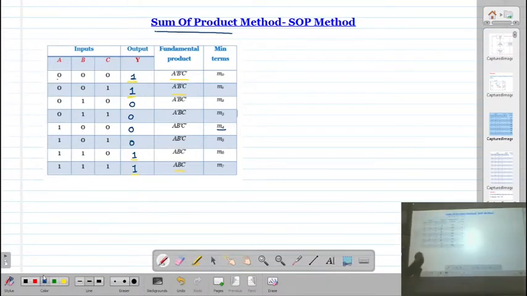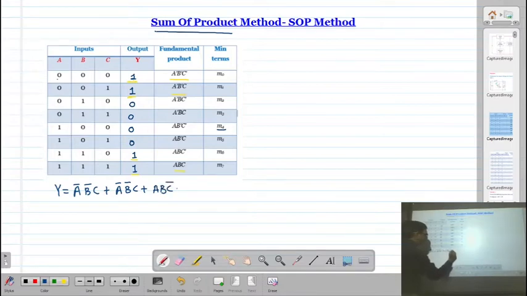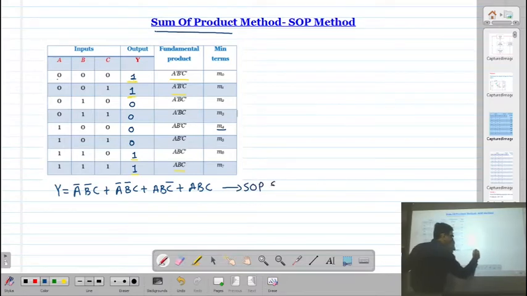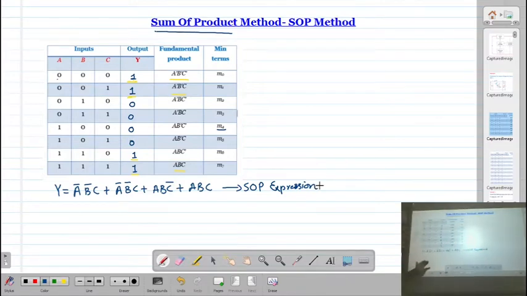So I can write this Boolean expression as Y is equal to the fundamental products: A bar, B bar, C, plus A bar, B bar, C, plus A, B, C bar, and the fourth one is A, B, C. So this is the first fundamental product, the second, the third, and the fourth, and I am taking the ORing of these. This is known as an SOP expression. This is my Boolean expression, in the sum of products form.